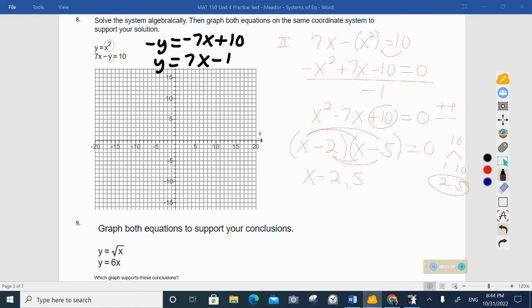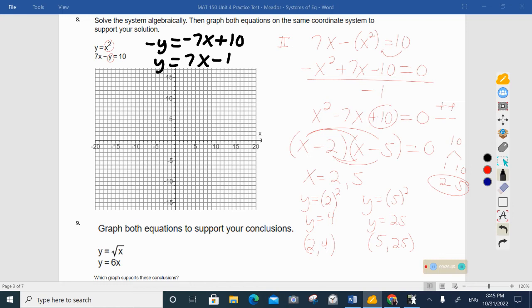Alright, so if x is 2 and 5, let's find the y values for those two different ones. Y is equal to x squared. So if x is 2, y is going to be 4. That's the ordered pair 2, 4. And if x is 5, 5 squared, y is going to be 25. So when x is 5, y is 25. My handwriting is atrocious. Now, that solution set should work for both graphs.